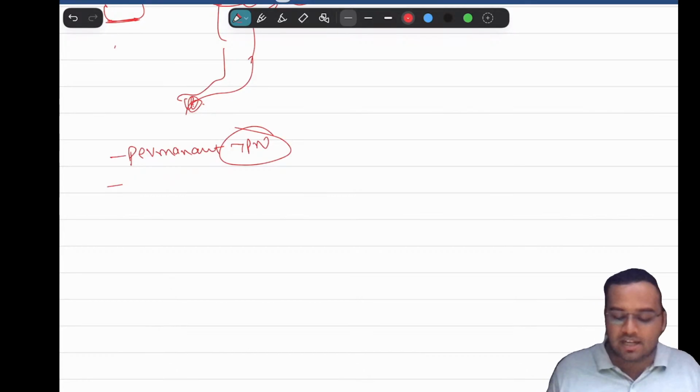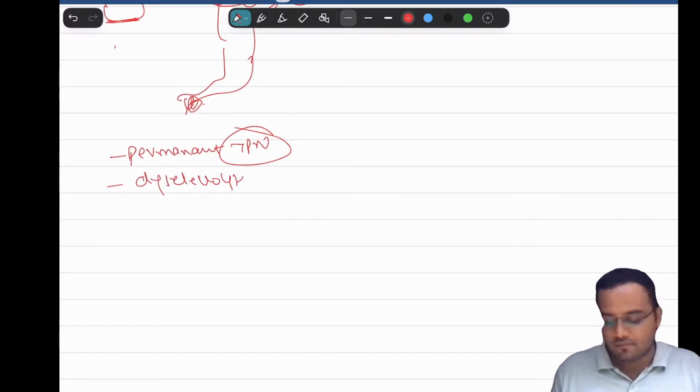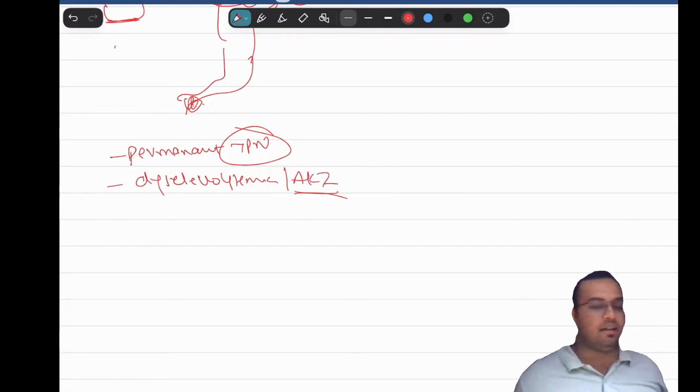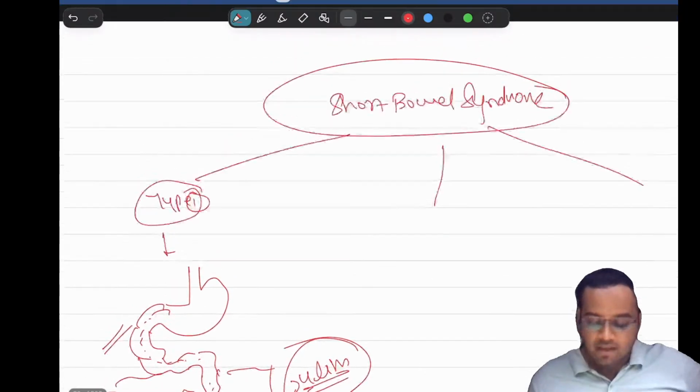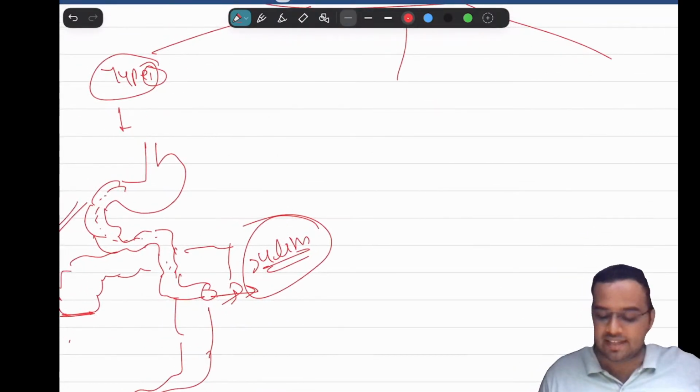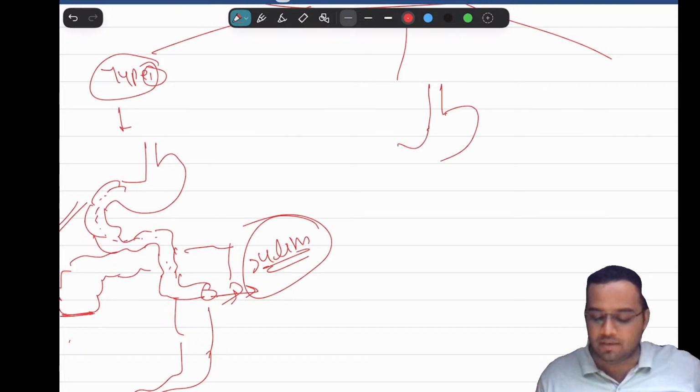And also this patient lands up frequently in dyselectrolytemia and AKI, persistent dyselectrolytemia and AKI. The second type is where the ileum is resected, and the jejunum is being anastomosed.